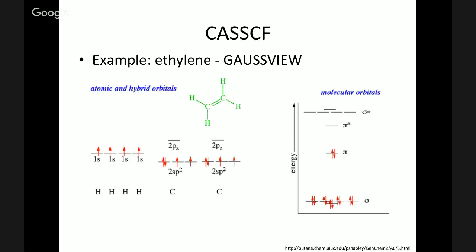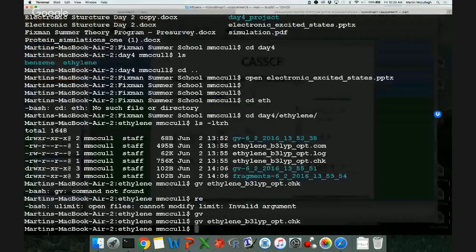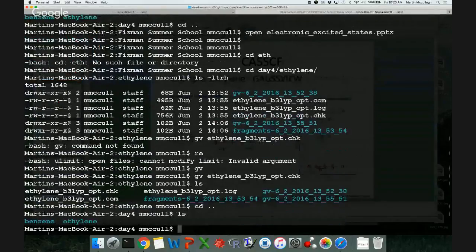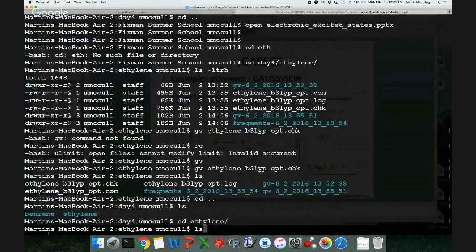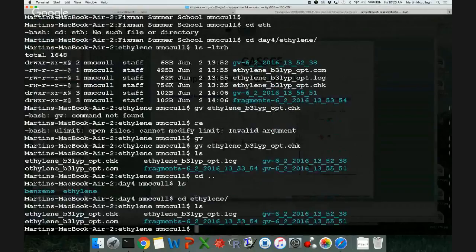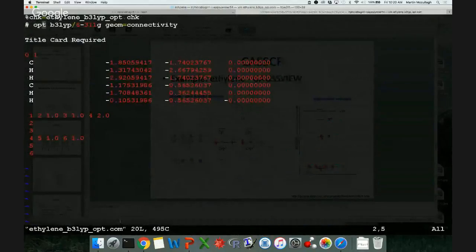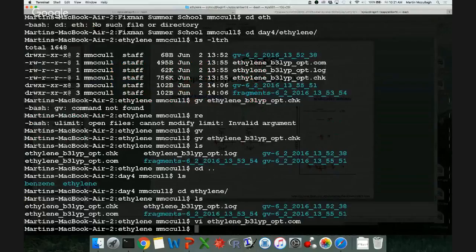Okay, so if you have downloaded these files, you can follow along on your own computer if you have GaussView. But I'm in the ethylene folder, so you should have something that looks like this if you're following along. I'm going to go into the ethylene folder, and you should see the following files and folders. And I'm going to look at the check. So what I have done is I have run a density functional theory geometry optimization of ethylene. And we're going to look at the orbital output in the checkpoint file.